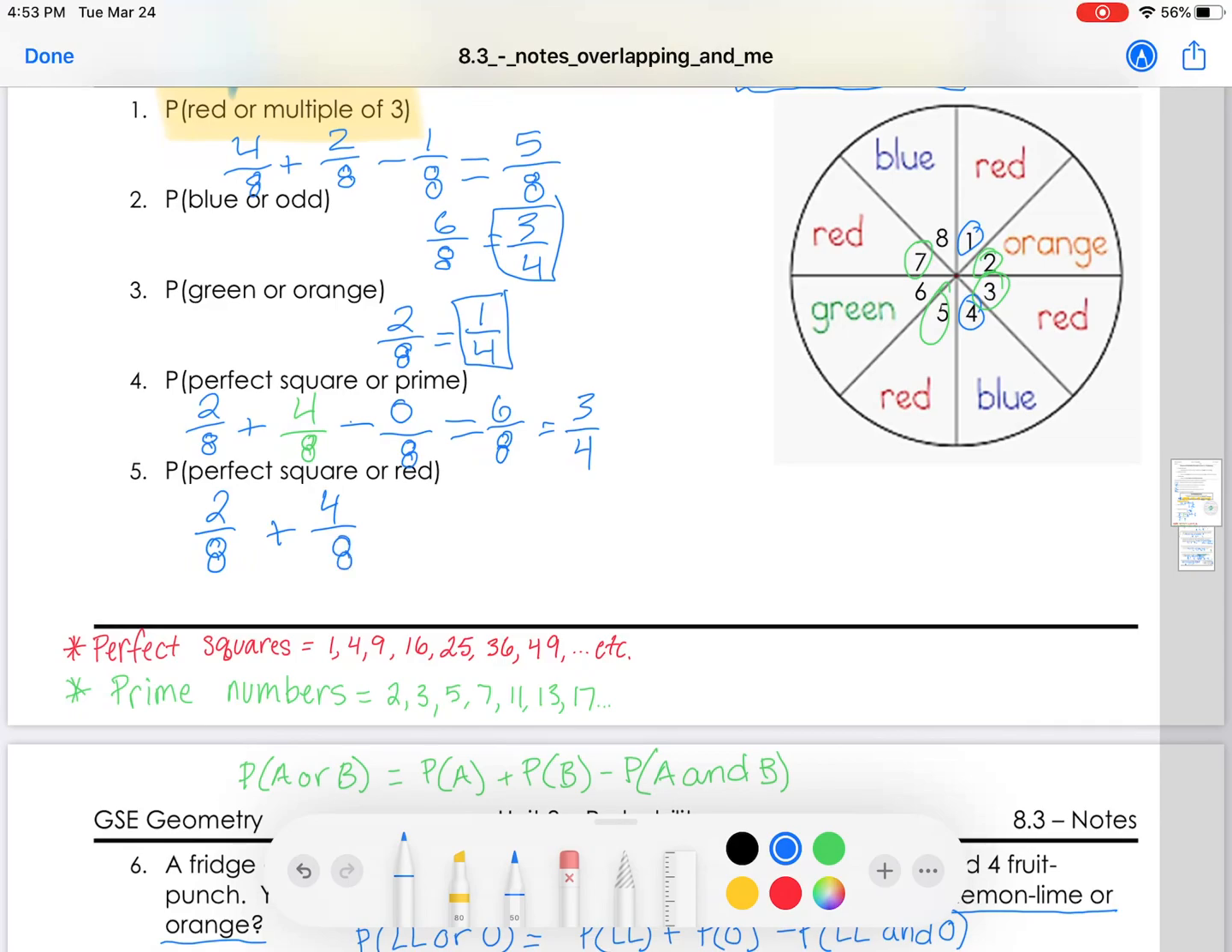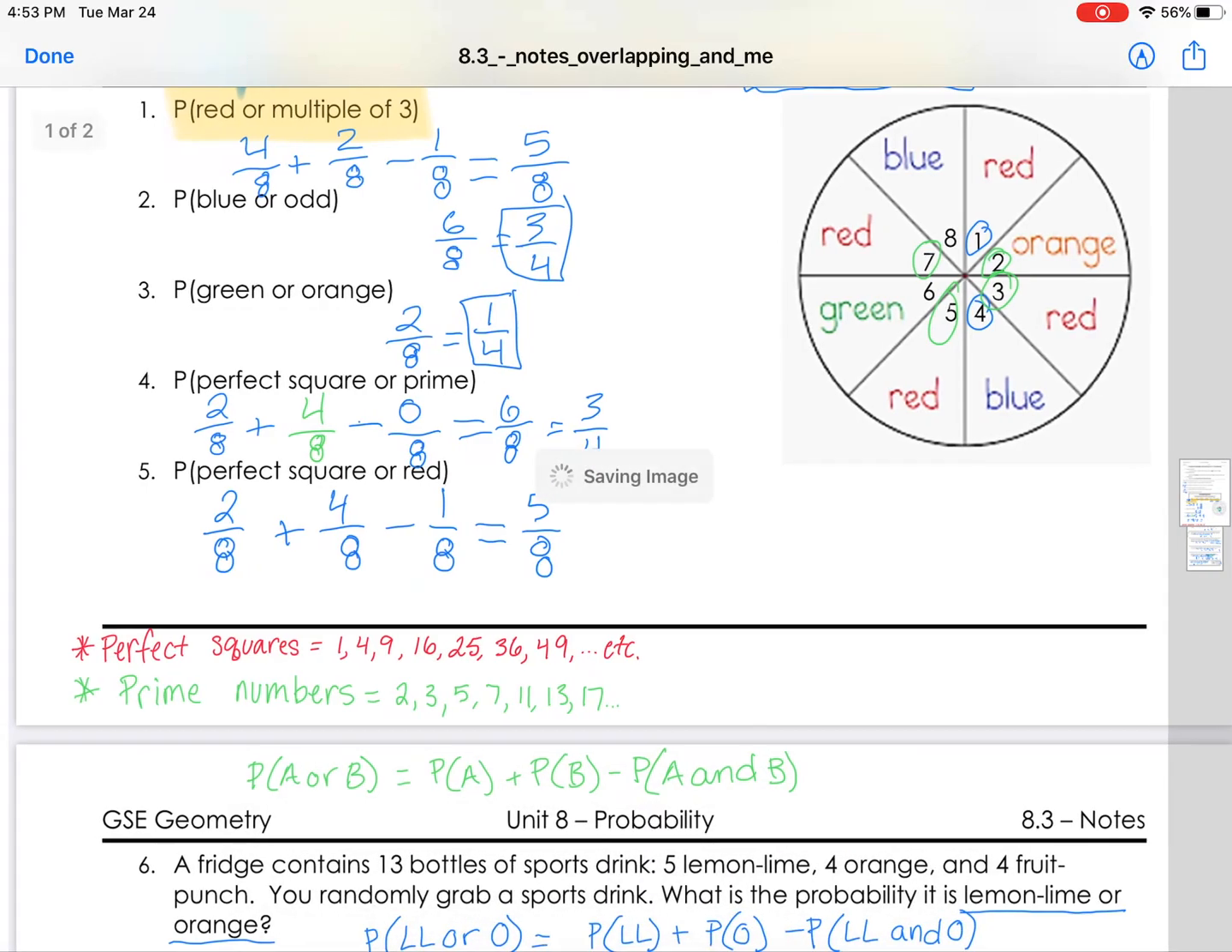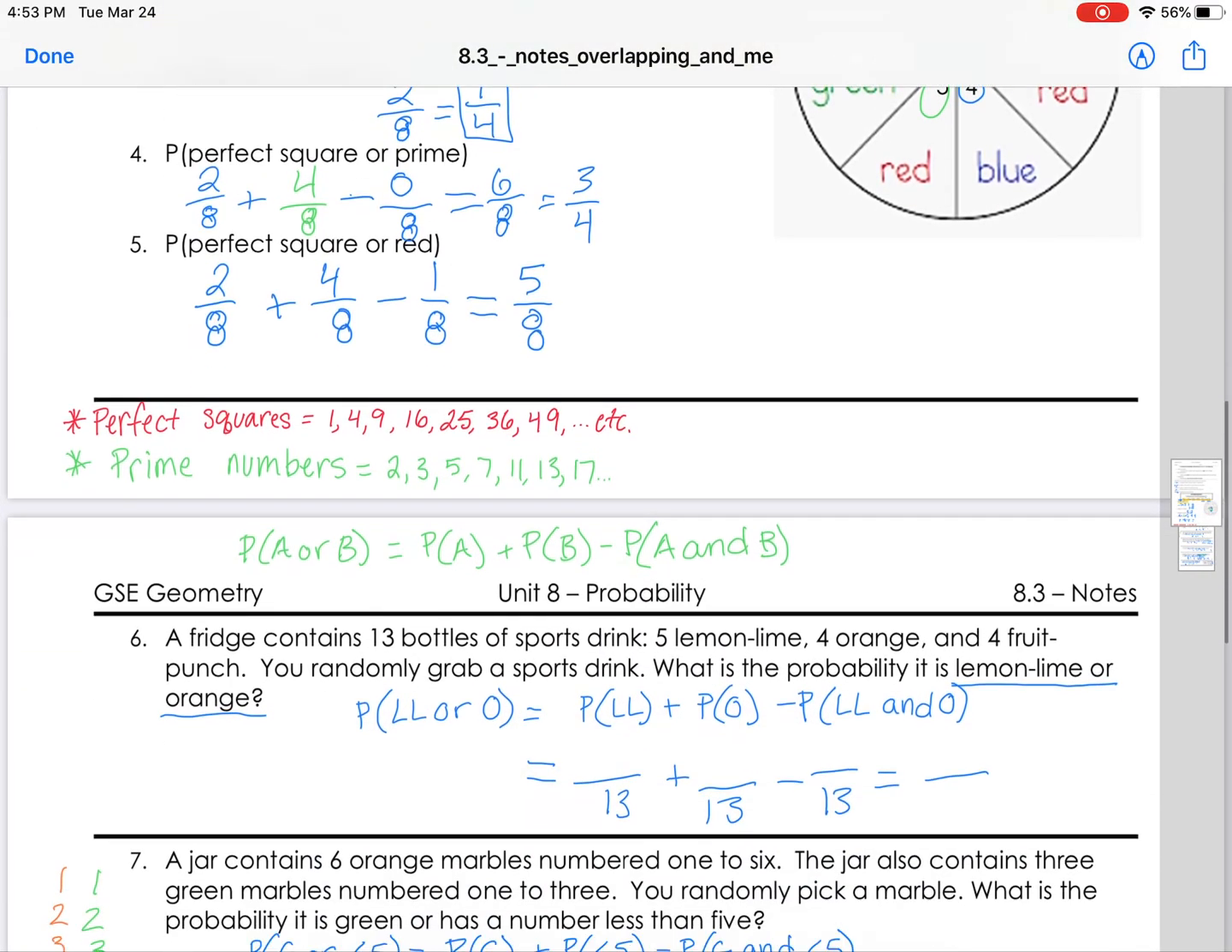These are overlapping because there is 1 out of the 8 tiles that is red and a perfect square at the same time, so you should have gotten 5/8 for your answer. All right, moving on down the page.